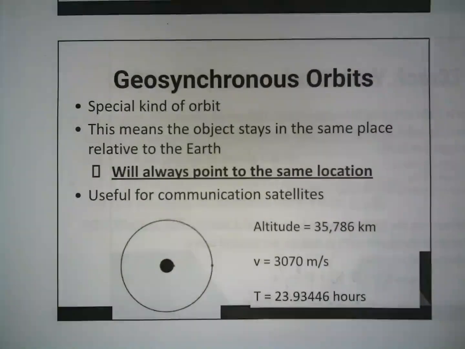So this means that the object stays in the same place relative to the Earth and will always point at the same location. This is most useful for communication satellites, like HughesNet, the satellite internet stuff, some cell phone satellites, DirecTV satellites, dish satellites, that sort of thing.